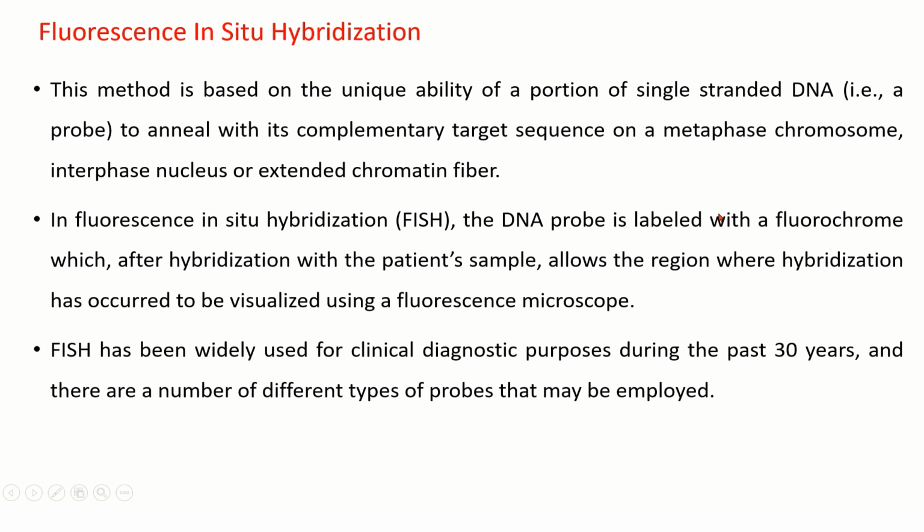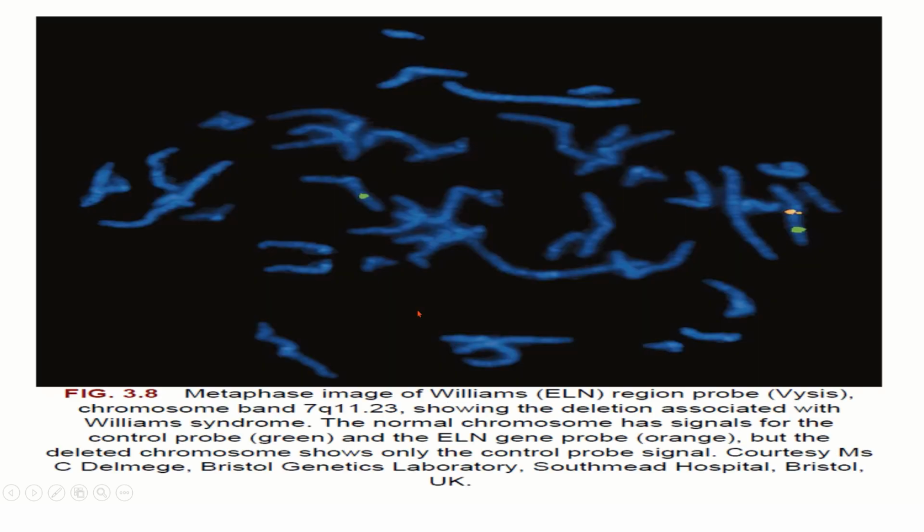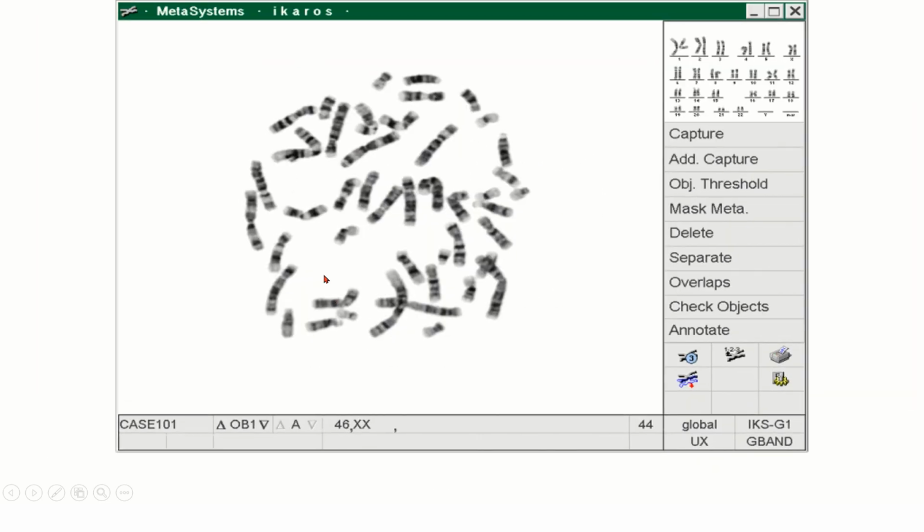Then after hybridization of this probe with the patient sample, we will take the pictures using the fluorescent microscope. So this fluorescent in situ hybridization is widely used for clinical diagnostic procedures alongside with the karyotyping. You can see here, this is more or less like karyotyping only, but we are using a fluorescent technique. Here you can see these are the target areas which we wanted to identify. So this is a photomicrograph which is obtained from the slide.